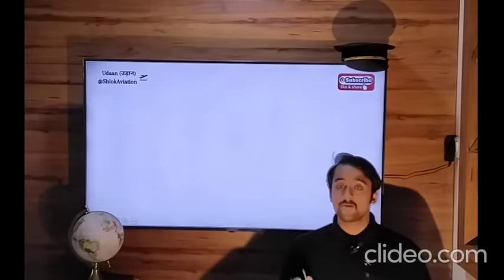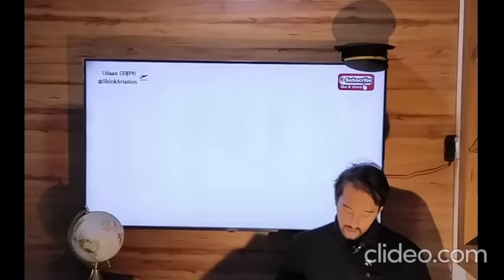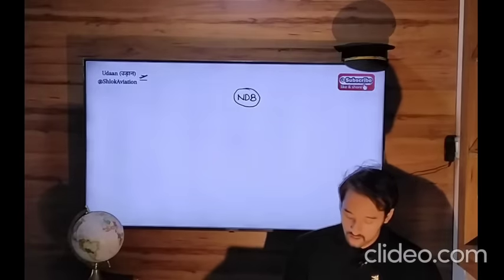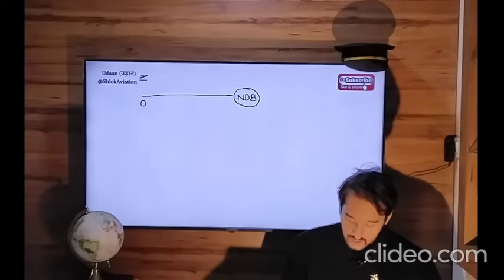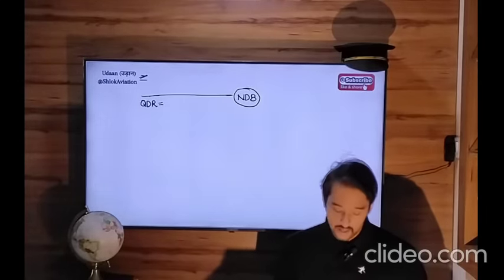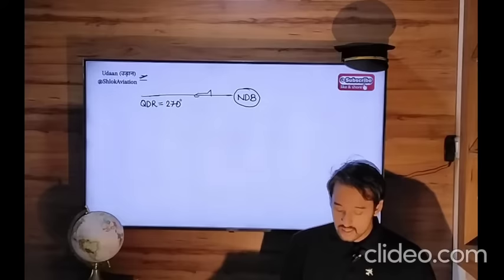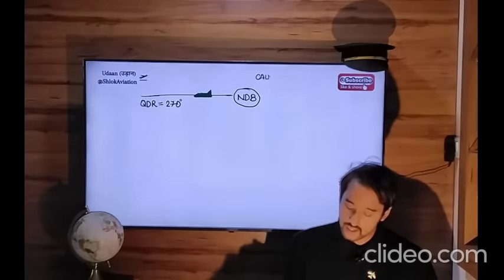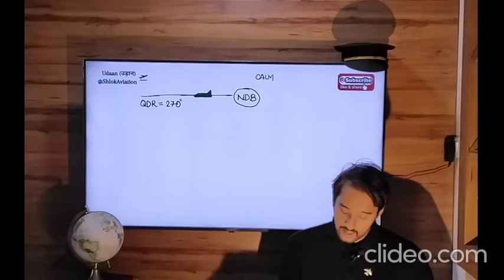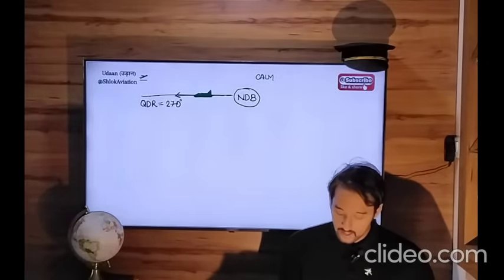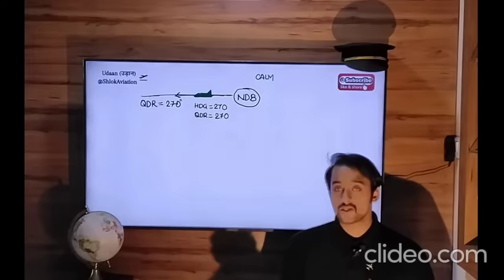So now let's take another example in which you are flying away from an NDB station. That means your magnetic track away from the station, which is QDR, will be 270 degrees. And we are taking this to be happening in no crosswind conditions. That means calm conditions exist. No crosswinds. So in that case, the heading of your aircraft will be the same as the track of your aircraft away from the station, 270.